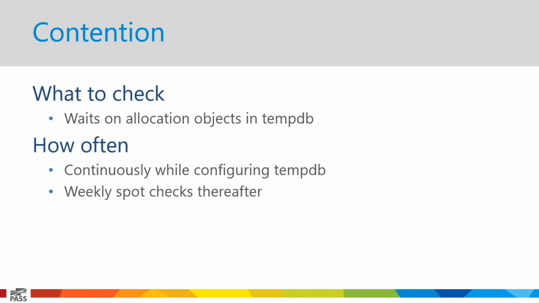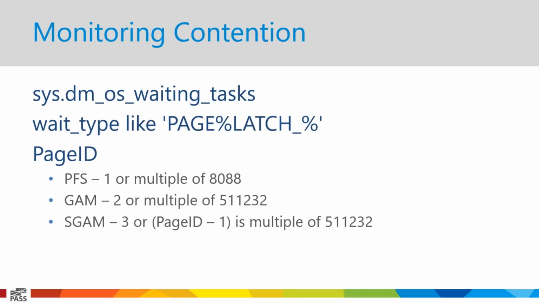So when you're monitoring for contention, I want you to check for waits on allocation objects in Tempdb. That's where time is being spent waiting on the allocation object to become free because something else has a read on it. When you're configuring it for the first time, or whenever you're reconfiguring it based on some indication of a problem, I want you to check it continuously. And after that, I want you to do weekly spot checks.